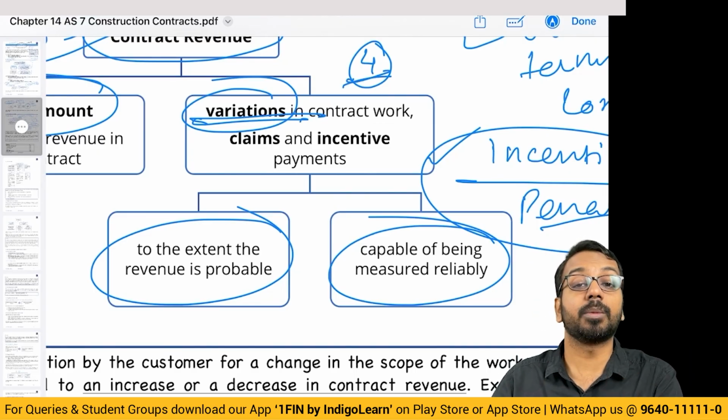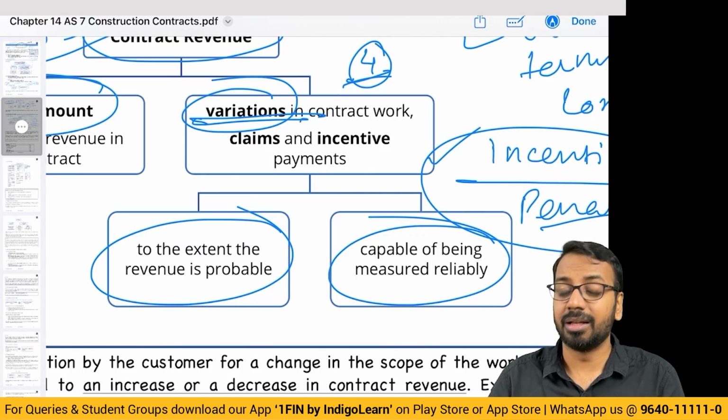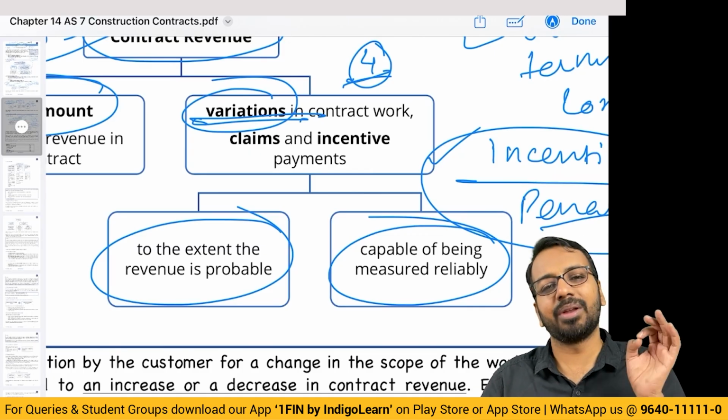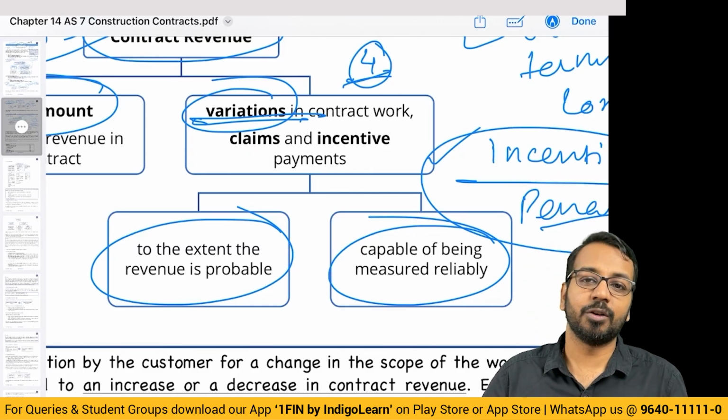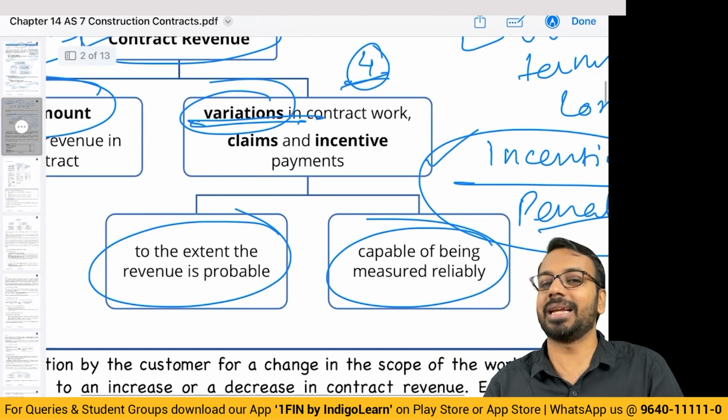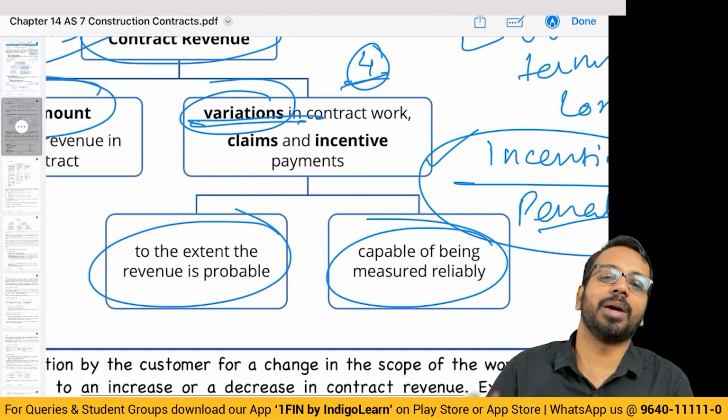By the end of 4th month, 80% work is completed, and it is highly probable that I will complete the remaining part in 1 month itself. So I will be entitled to the incentive. Only then I can add it to my revenue.